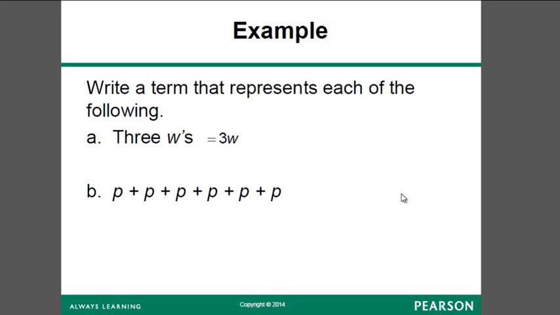The same thing looking at the p's. P plus p plus p plus p plus p plus p. How can I write that as a single term? Right now they are each their individual terms. I want to write them as a single term. Well, let's count up. I have 1, 2, 3, 4, 5, 6 p's. So it'd be the same thing as 6p. These are ways to simplify and write things as a single term.